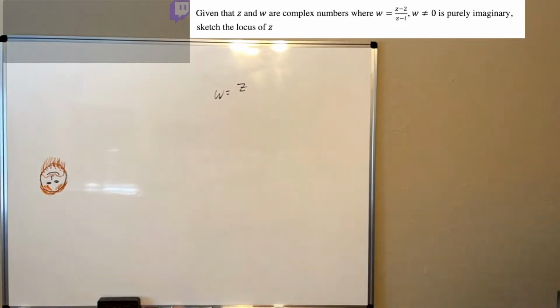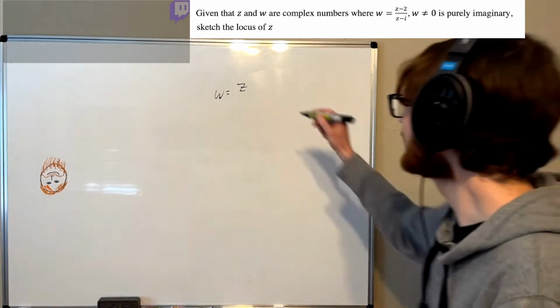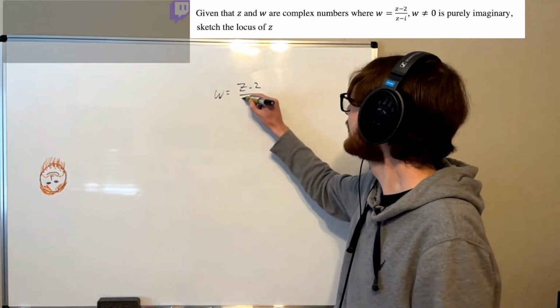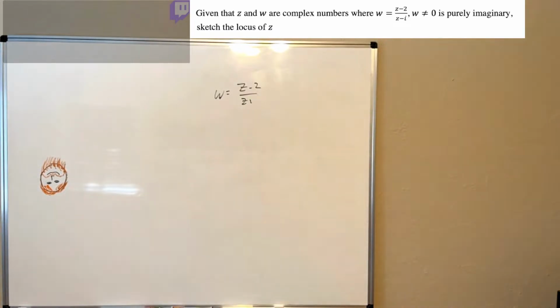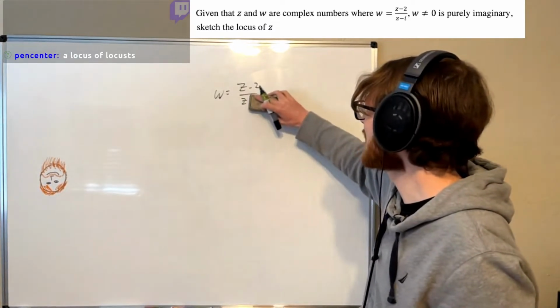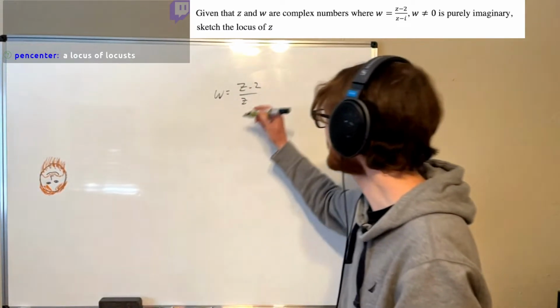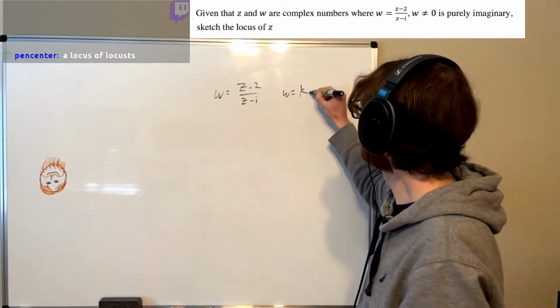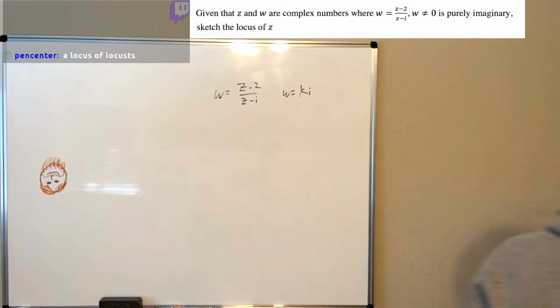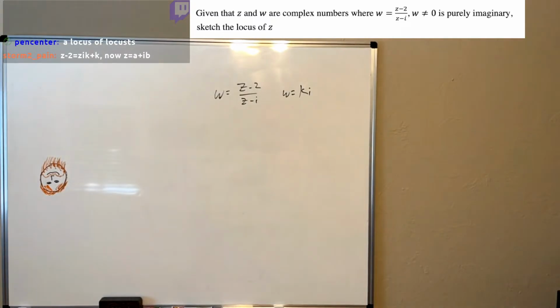z minus 2, was it? Over z minus i? Why am I writing the wrong things? Dude, it's always on Saturdays that I'm dropping everything and writing the wrong things. Like ki or whatever arbitrary constant you want. A locus of locus? Oh god. All right. Let's work through the problem first, then we'll work on that drawing.